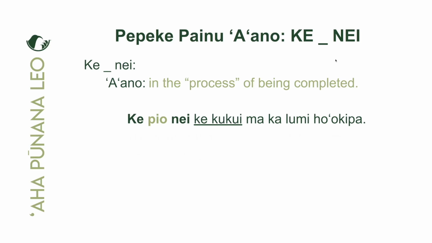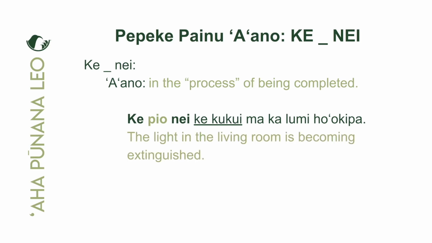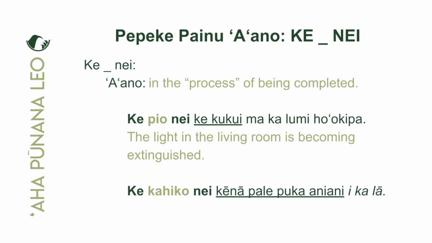Maika'i. Let's take a look at the unuhi. All right, the kukui in the living room is in the process of being turned off or is becoming extinguished. Maika'i loa. Ke kahiko nei. What's becoming kahiko? In the process of becoming kahiko or being completed of being kahiko. Kahiko is old, yeah. Ke kahiko nei ka pale puka aniani. That what?